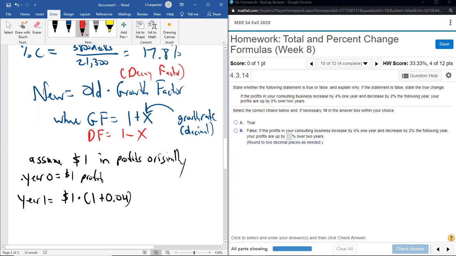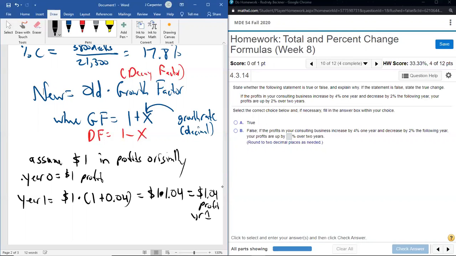What's going on here? Why is it 1 plus 0.04? The 1 here represents the original 100% you had. This 0.04 represents the new 4% that you're getting. And again, this is going to be a very common theme. So this is 1 plus 0.04 is 1.04. And 1 times 1.04 is 1.04. So that's our profit for year 1.